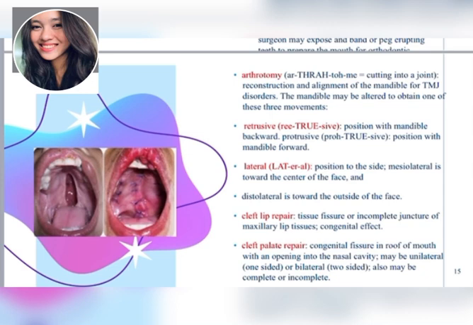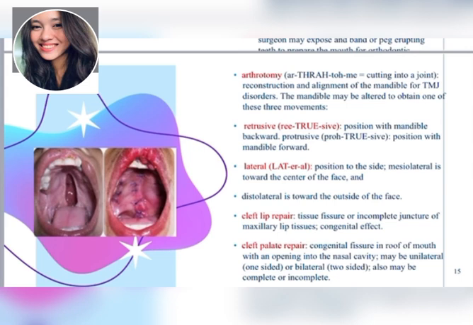Arthrotomy is the cutting of the joint. So you do reconstruction and alignment of the mandible for TMJ disorders. The mandible could be altered to obtain one of 3 movements. It could be retrusive, lateral, distolateral, or mesiolateral.